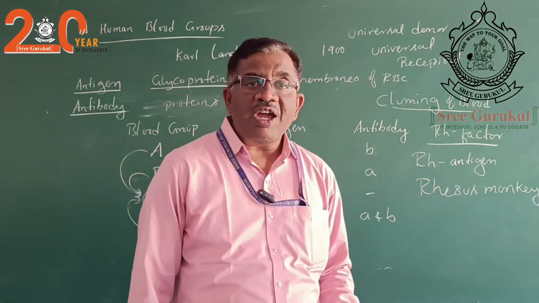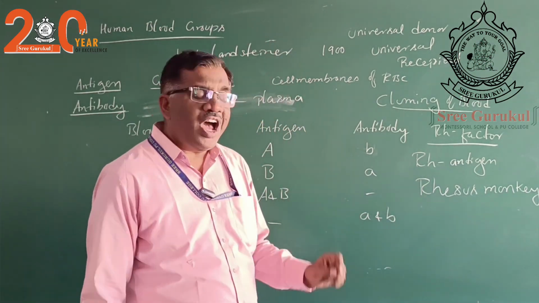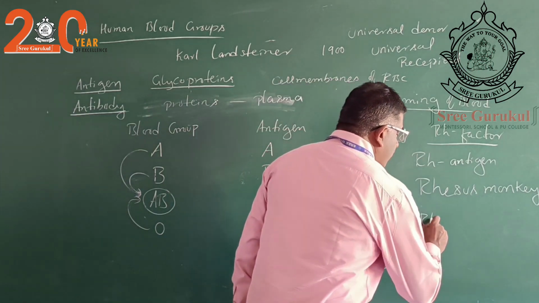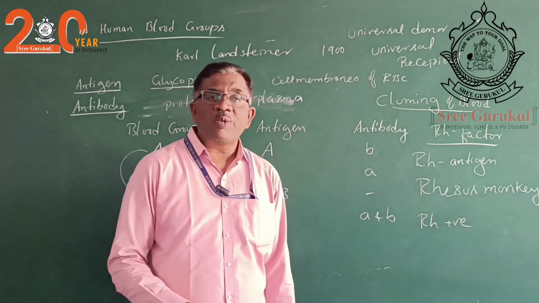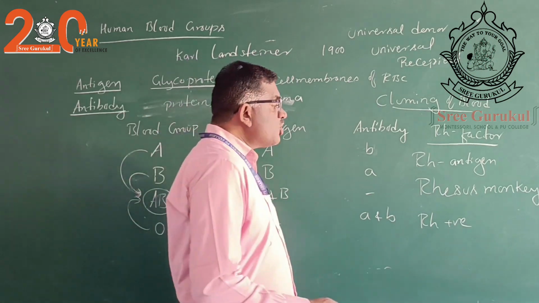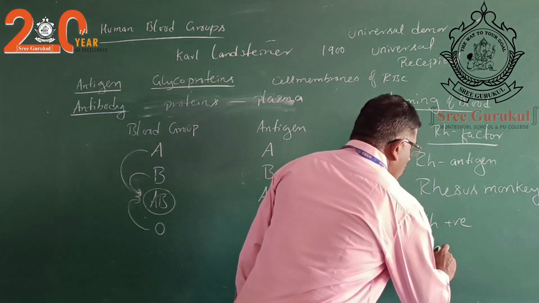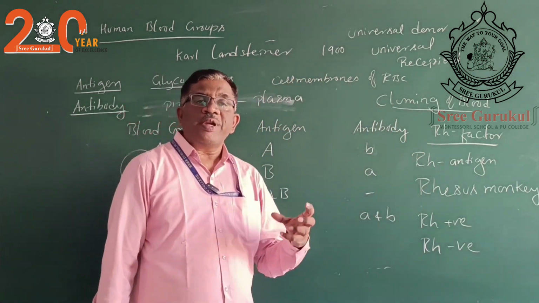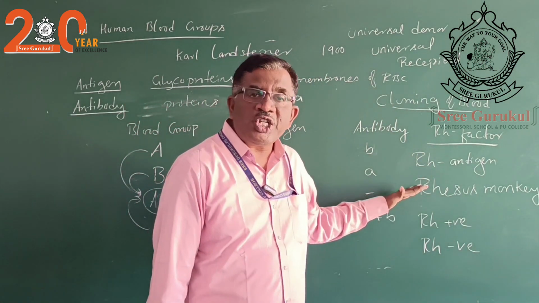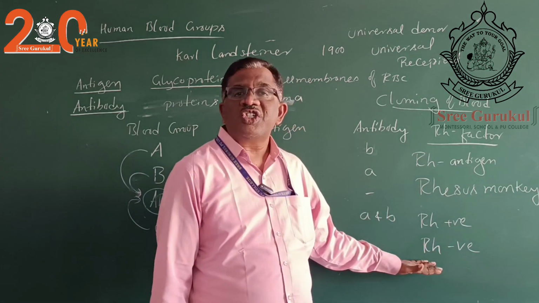If a person has RH antigen, then the blood group will be RH positive. If a person does not have RH antigen, then the blood group will be RH negative. The majority of the human population is RH positive, while a smaller population is RH negative.